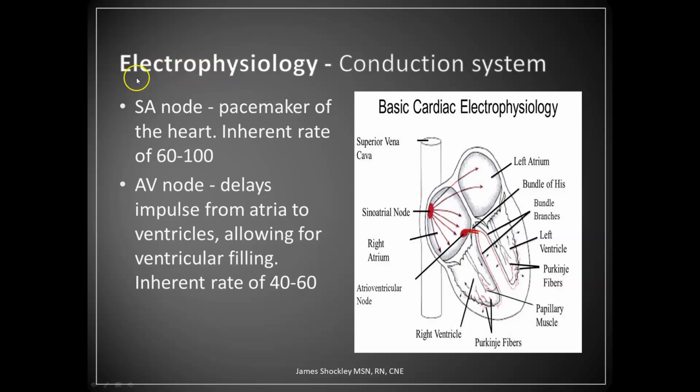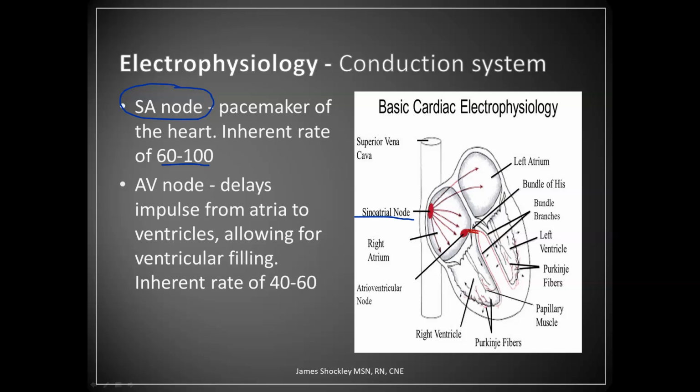So that was the mechanical portion of the heart. Now let's look at the electrical portion of the heart. We know just from way back when that we have a pacemaker in our heart. That pacemaker is called the SA node, right? Sinoatrial node. Right there we have it. SA node. It has an inherent rate of 60 to 100 beats per minute, right? That is a normal heart rate. Anything less than 60 is a brady. Anything more than 100 is a tachy, right?